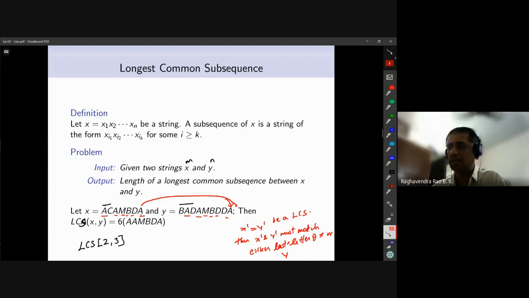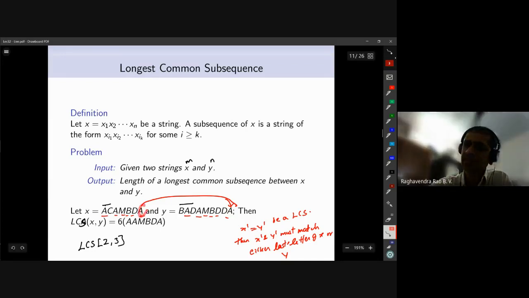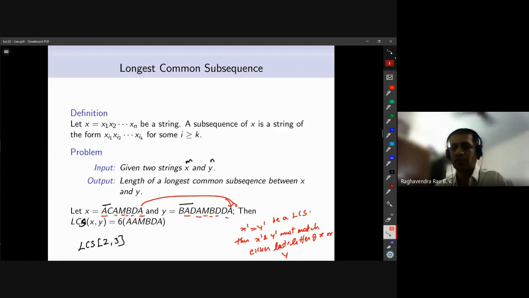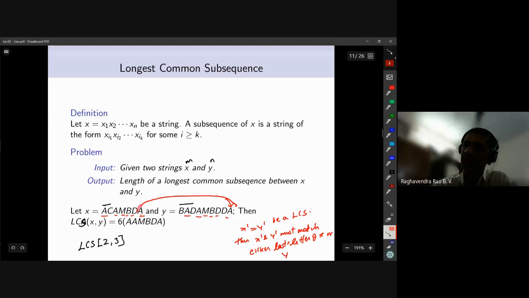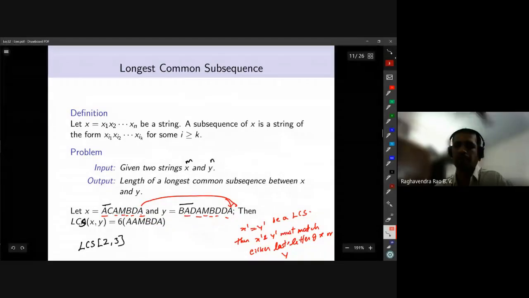What happens if not? If not, I can extend that sequence, right? I can extend by matching these two. I know that these two are equal, so otherwise I can extend this into a longer sequence. So I know that this is the longest subsequence. So hence either A is matched with something or this A is matched with something here.